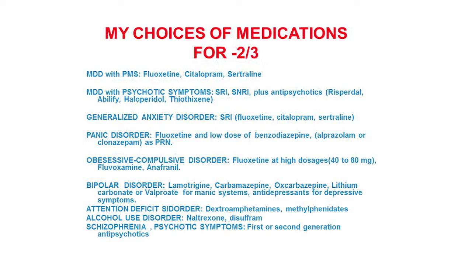In the case of bipolar disorder, my first choice is lamotrigine, followed by carbamazepine or oxcarbazepine and lithium carbonate or valproate for manic symptoms, and antidepressants for depressive symptoms. For attention deficit disorders, again I select the dextroamphetamine derivatives or methylphenidates, and for alcohol use disorders, naltrexone or disulfiram, which is Antabuse. For schizophrenia and psychotic symptoms, first or second generation antipsychotics are probably the best choices.